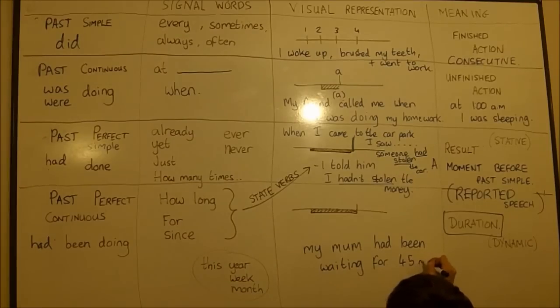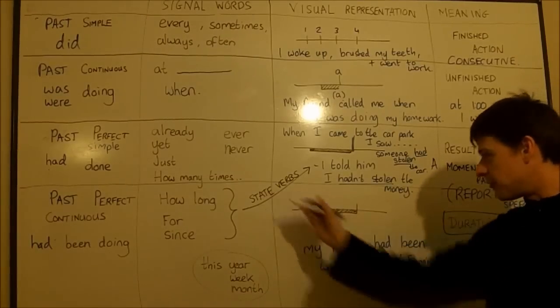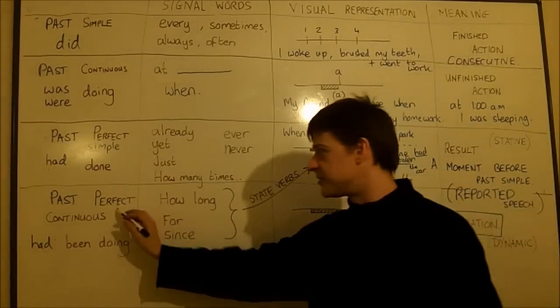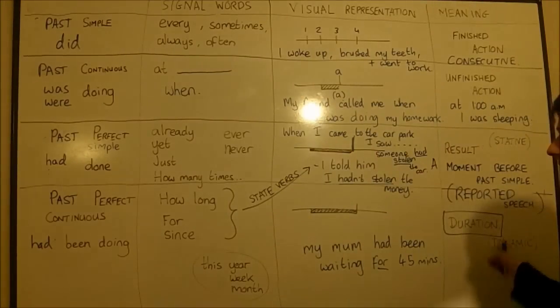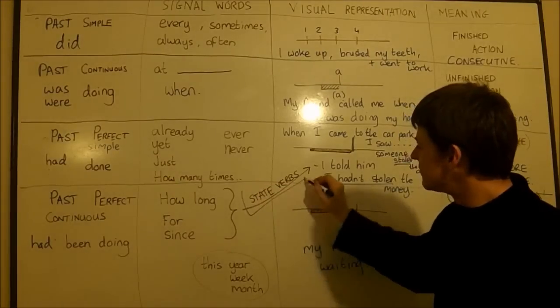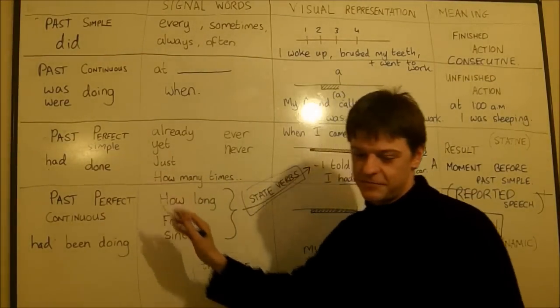But it's not only with periods of time, although that is a good thing to remember. With a period of time, for, how long, since, very often it's past perfect continuous. In fact, I would say always if the verb is dynamic. However, if the verb is stative, please put it in past perfect simple.